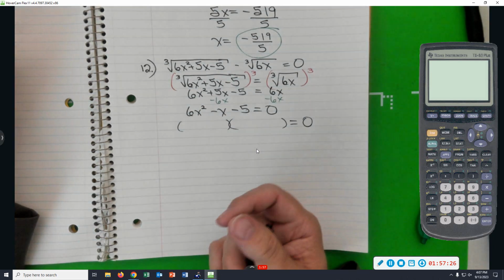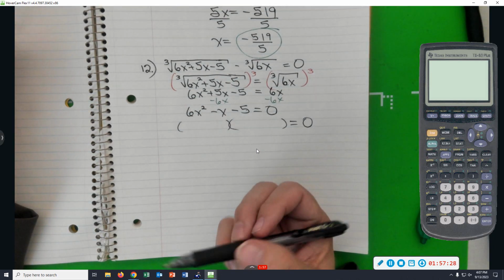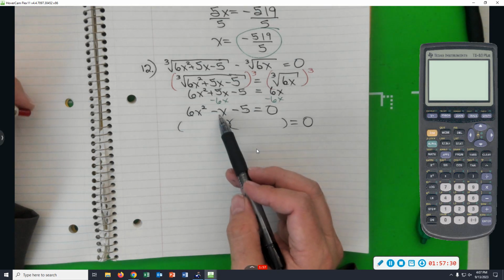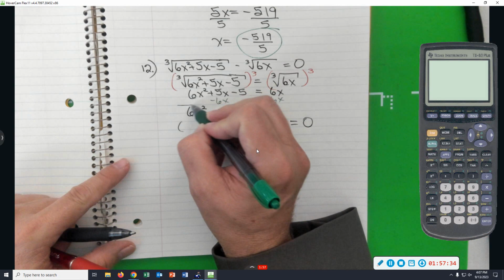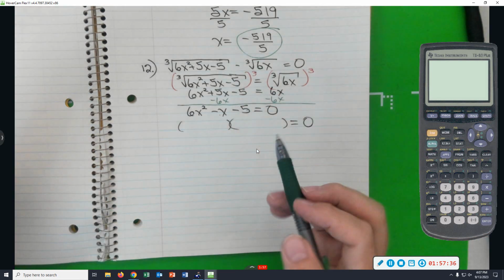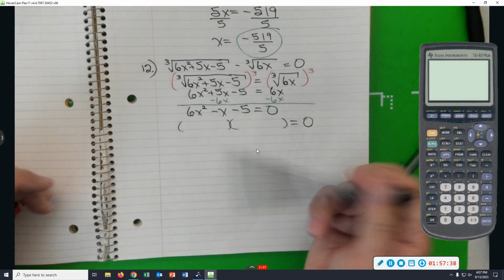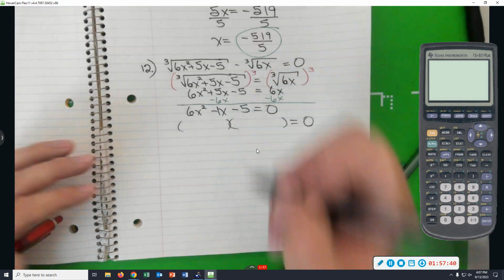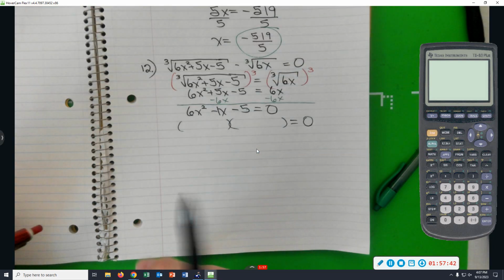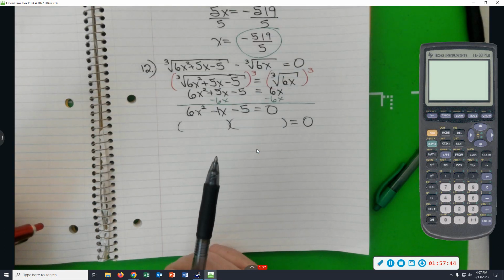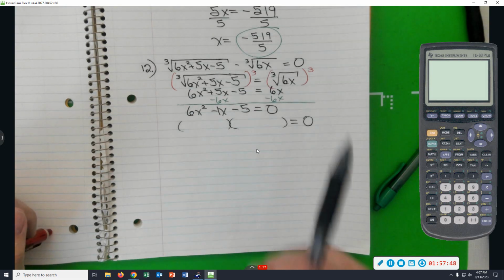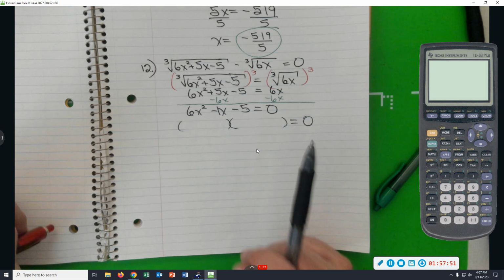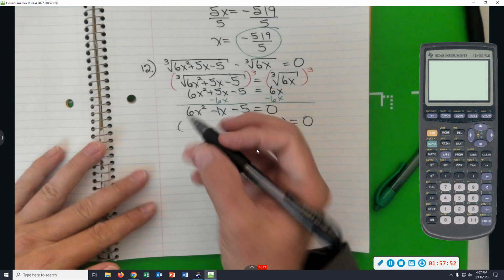6 minus 5 is what? 6 minus 5 is 1. What's that coefficient right there in front of that x? That's sort of like writing that 1 there. Yeah, that's a minus 1x. For 6x squared, instead of trying 2x and 3x, I'm going to first try 1x and 6x.